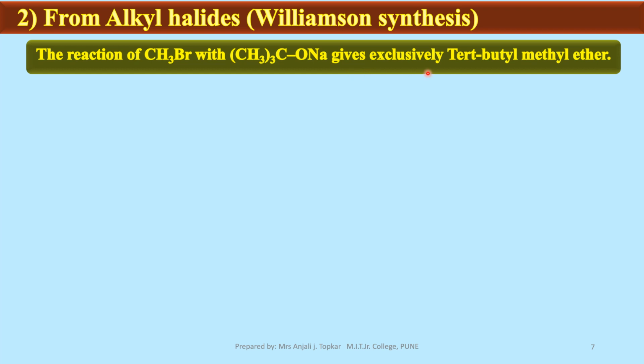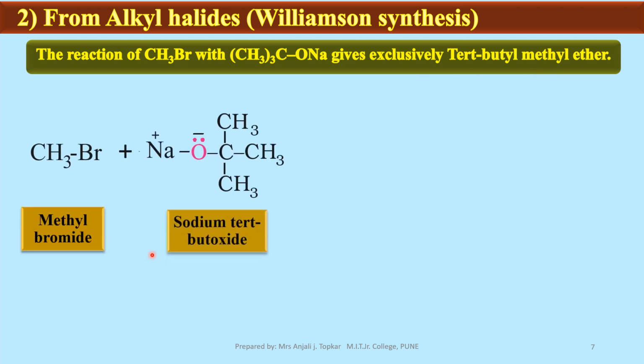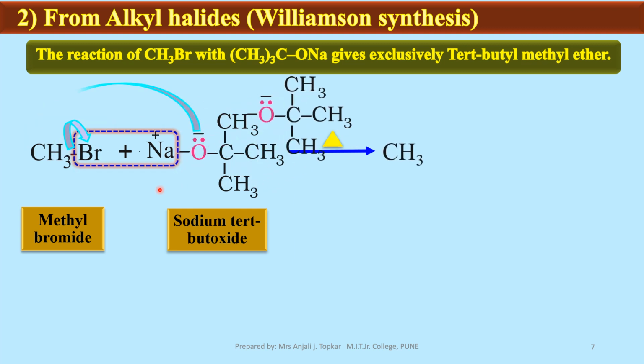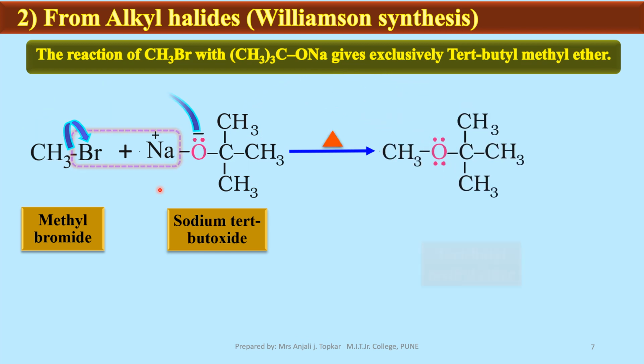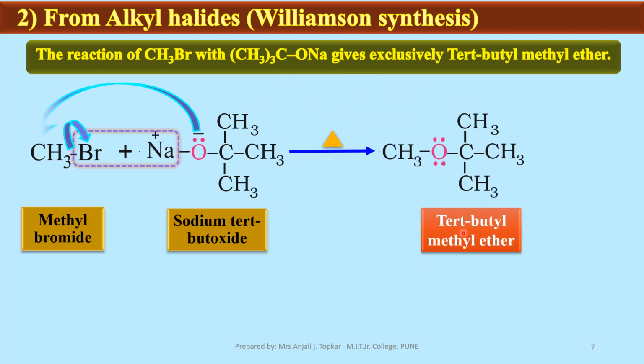How does it happen? Let's understand. Methyl bromide, when treated with sodium tertiary butoxide, as we can see here, NaBr is removed and the methyl group forms a bond with the oxygen atom. Thus, tertiary butyl methyl ether is obtained and NaBr is removed.